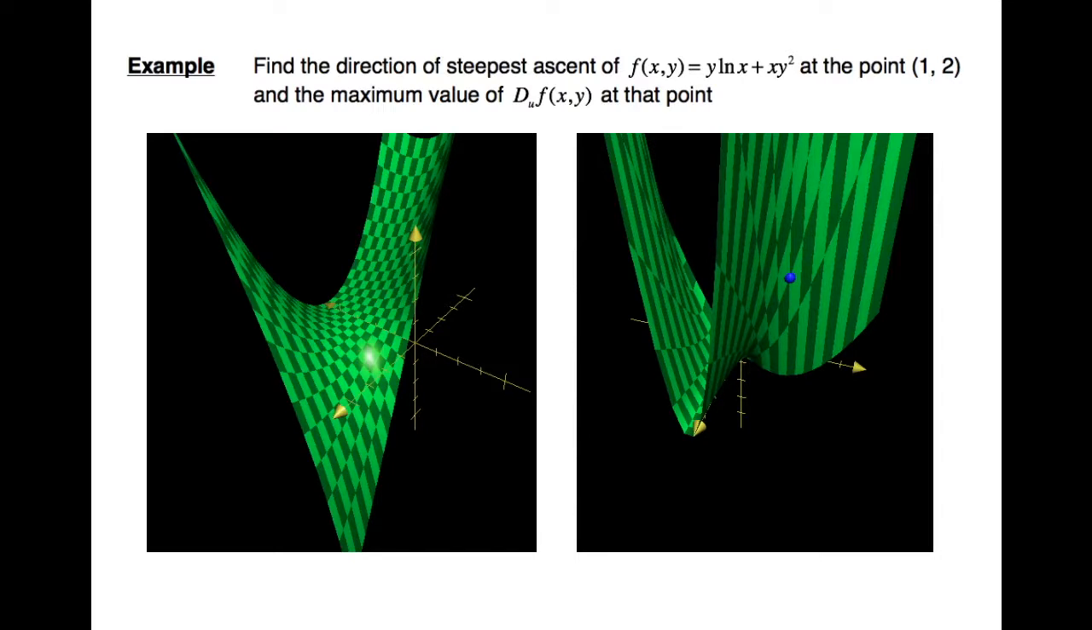Example 1: find the direction of steepest ascent of the function given here at the point (1, 2) and the maximum value of the directional derivative at that point. Here are two graphs that represent the function. When you zoom in a little, it looks like that. When you zoom out and from a different angle, it looks like this. Here you have the point (1, 2), so we can already guess that the maximum value of the directional derivative, which is the magnitude of the gradient, is going to be quite high. It seems to be very steep.